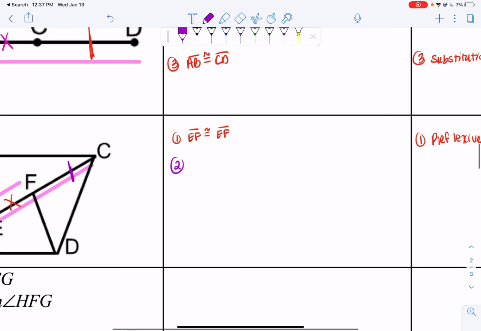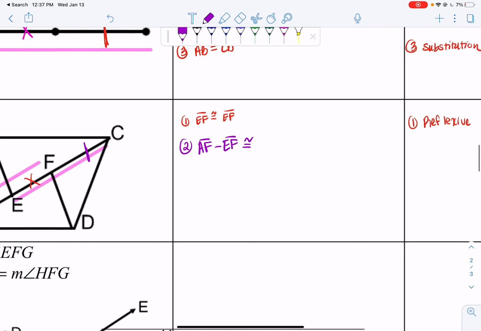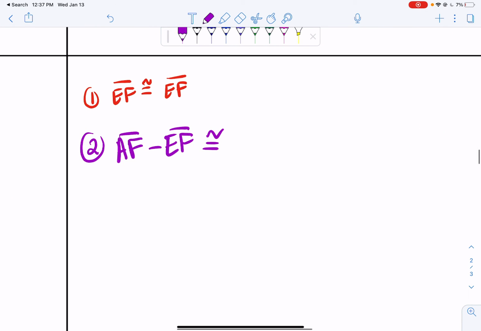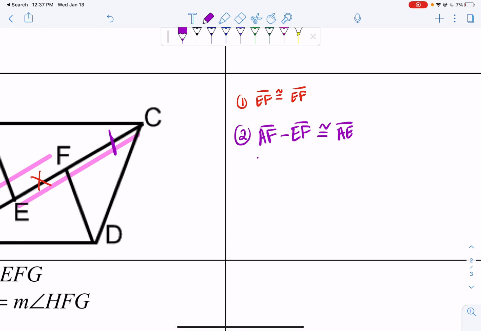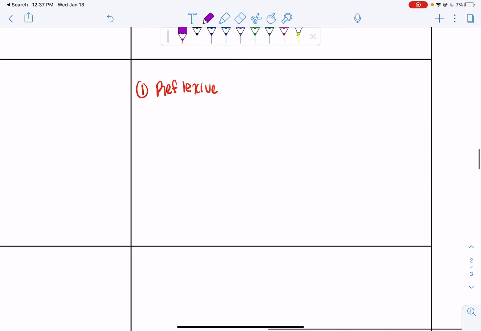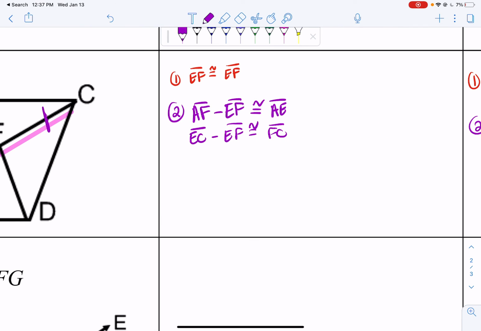So I can say AF minus EF is congruent to AE, and I can say that EC minus EF is congruent to FC. And that would be a subtraction, because you're going from big to small. You can now say that the two segments on the right are equal to each other by substitution.